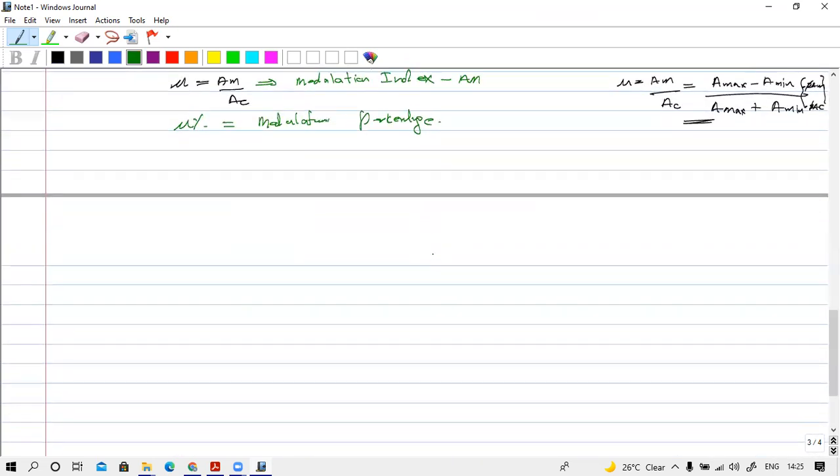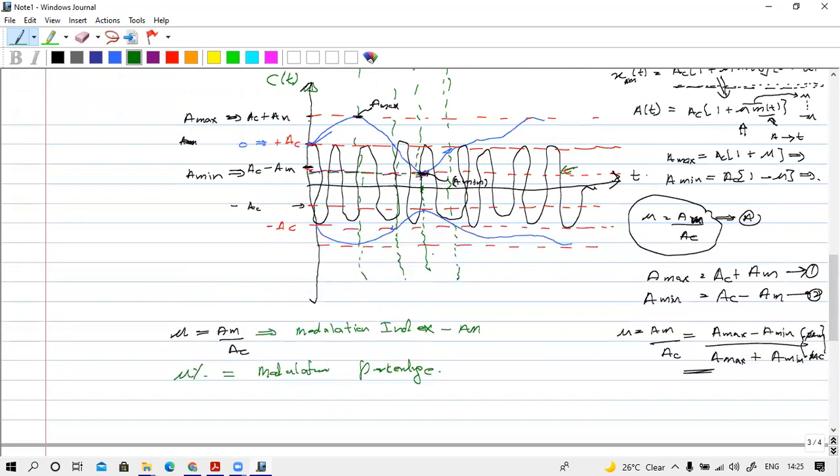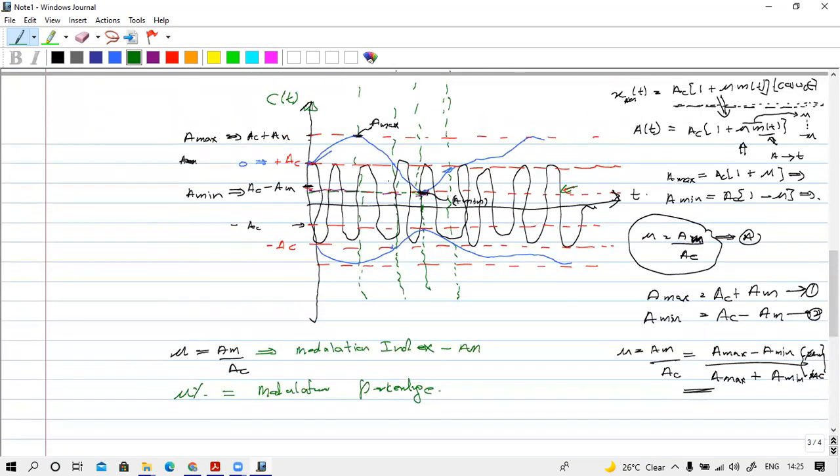So you can see that. Okay, I will draw this diagram again. For example, think that this AM is less than AC, no? So this AM is less than AC.